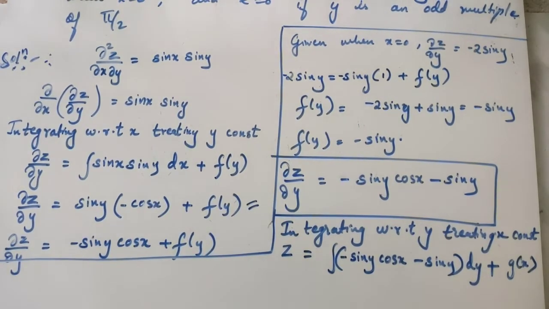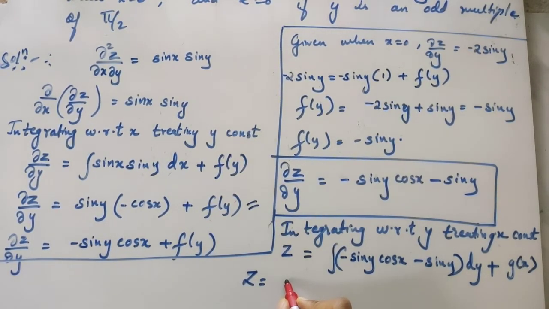Now, z will be equal to cos x, since we are integrating with respect to y, treating x constant, so you have to attach an arbitrary function of x, that's clear. Now cos x is constant, you have to only integrate sin y. Okay, so let us integrate it and write.